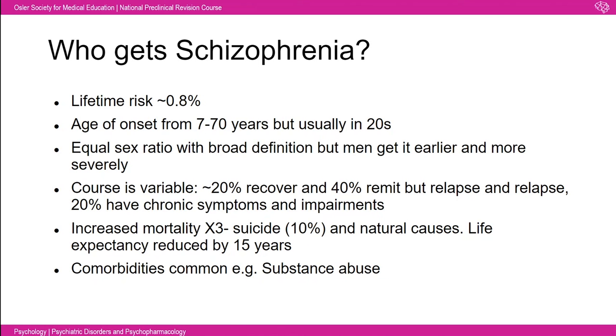The course is variable, where around 20% of people will recover from the schizophrenia, 40% will remit but relapse, and 20% have chronic symptoms and impairments, which is obviously quite a large amount given that it's quite a debilitating condition. You get increased mortality as there's a 3 times increased chance of suicide, with 10% of people with schizophrenia dying by suicide. And life expectancy is reduced by a total of 15 years. Comorbidities are common, such as substance abuse, which we'll come on to later.